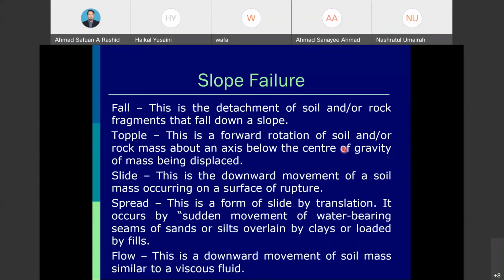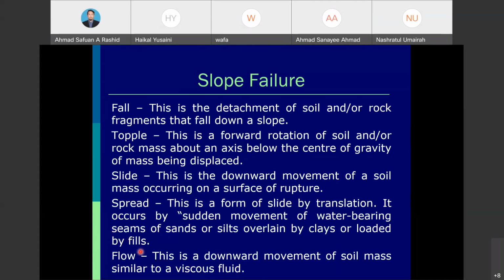It occurs by sudden movement of water-bearing seams of sand or silt overlain by clay or loaded by fill. So this is a very problematic soil, where it has been exposed to water.